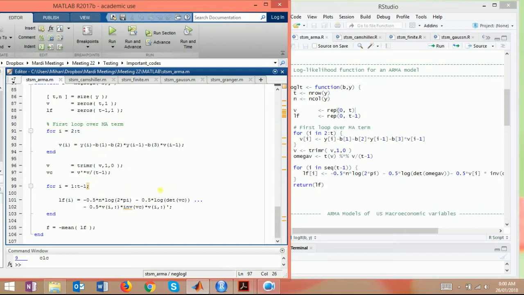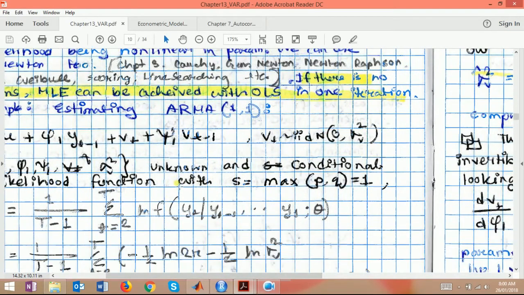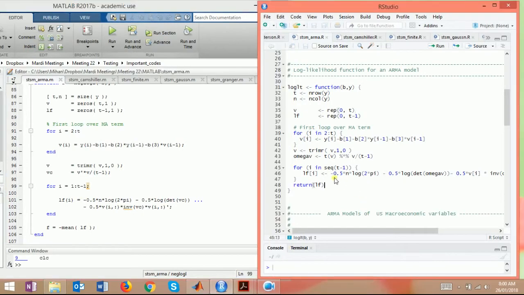Now this is the loop over the MA term. What about the loop over the AR term? The log likelihood function is 1 to t minus 1, obviously. You might ask why t minus 1, why not 2? See, t minus 1. So the log likelihood function will start from 1 to t minus 1, for i in sequence t minus 1. Half log 2 pi, half log the determinant of v, or half log sigma square, or the determinant of the variance covariance matrix, minus 0.5 times v transpose inverse of the variance covariance matrix.